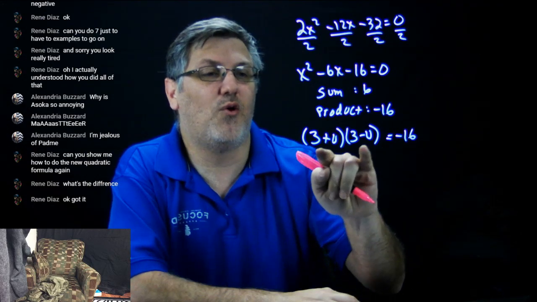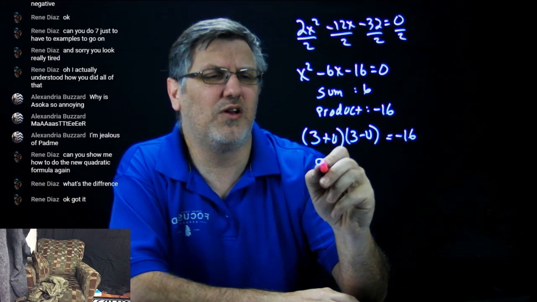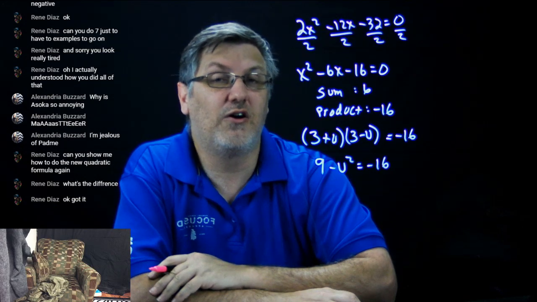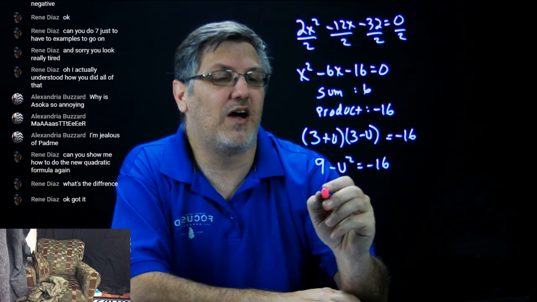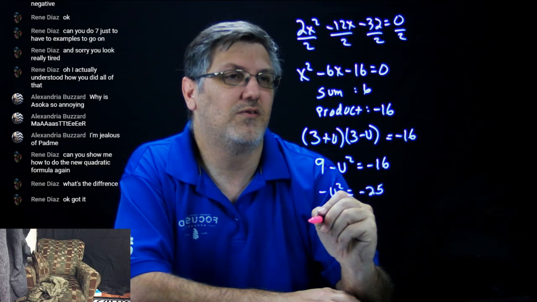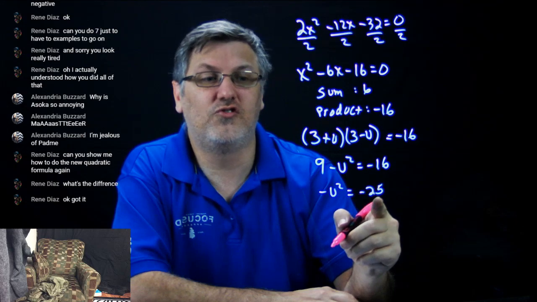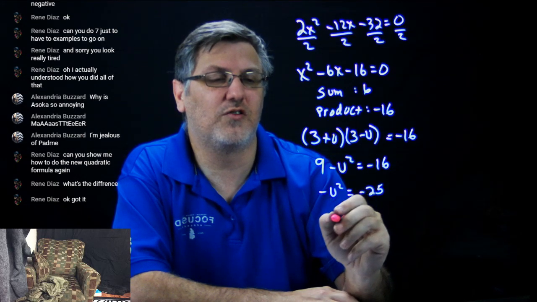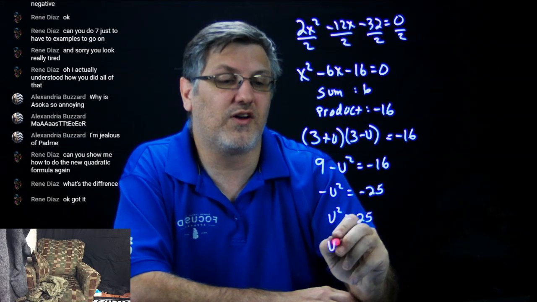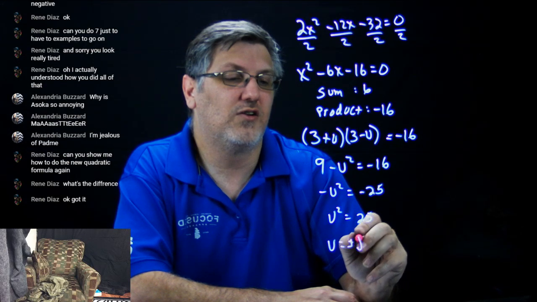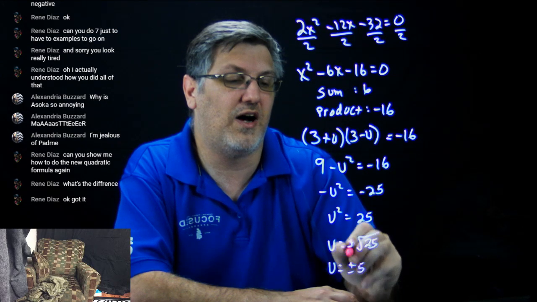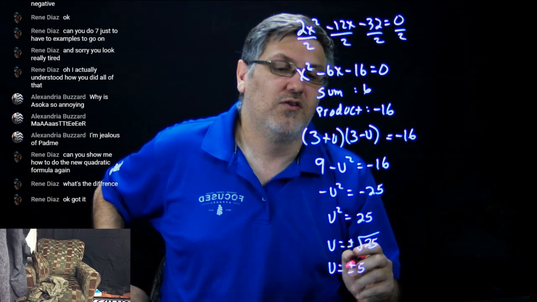From here, I FOIL this out, and I'm going to get 9 minus u squared equals negative 16. And now I just solve for u. I'm going to subtract 9 from both sides. I got negative u squared equals negative 25. Since this is negative, I'm going to divide both sides by negative, and I've got u squared equals 25. Take the square root, and I've got u equals plus or minus the square root of 25. Therefore, u equals plus or minus 5. All right, so there's my two u's.